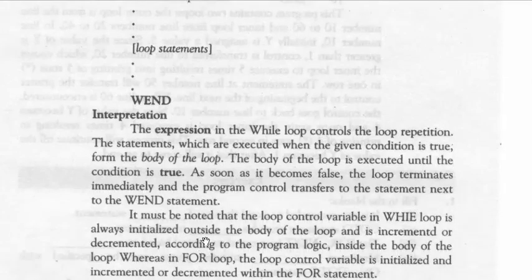It must be noted that the loop control variable in the while loop is always initialized outside the body of the loop and is incremented or decremented according to the program logic inside the body of the loop. Whereas in the for loop, the loop control variable is initialized, incremented or decremented within the for statement.